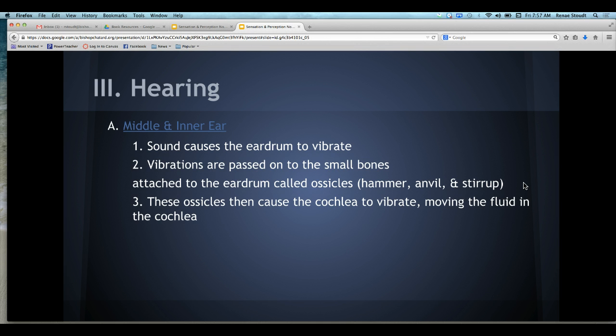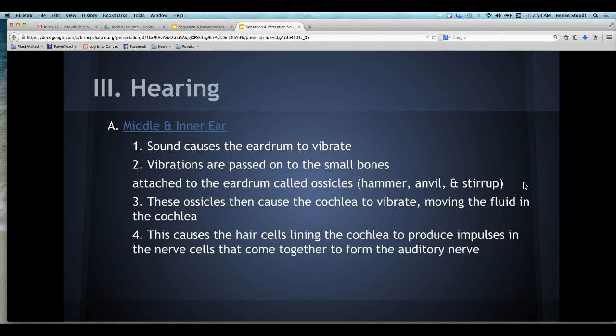Is it cochlea or cochlear? It's cochlea. Okay, so moving the fluid in the cochlea then causes the hair cells in the lining of the cochlea to produce impulses in the nerve cells.